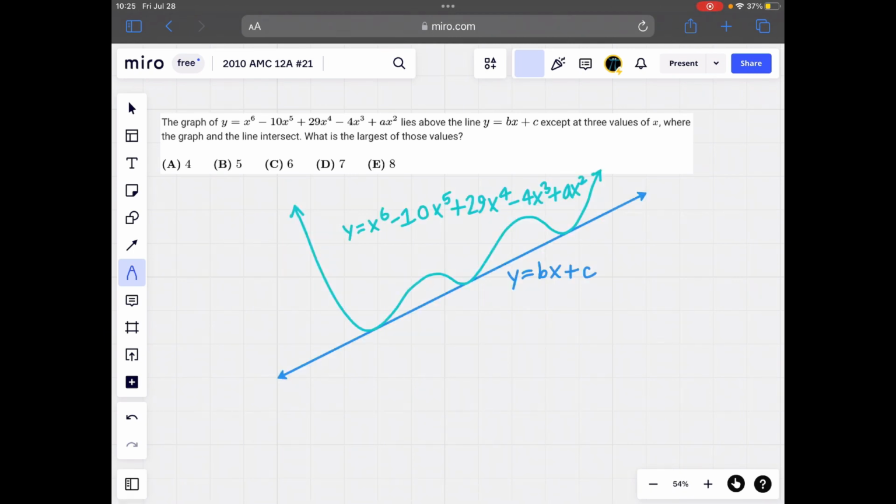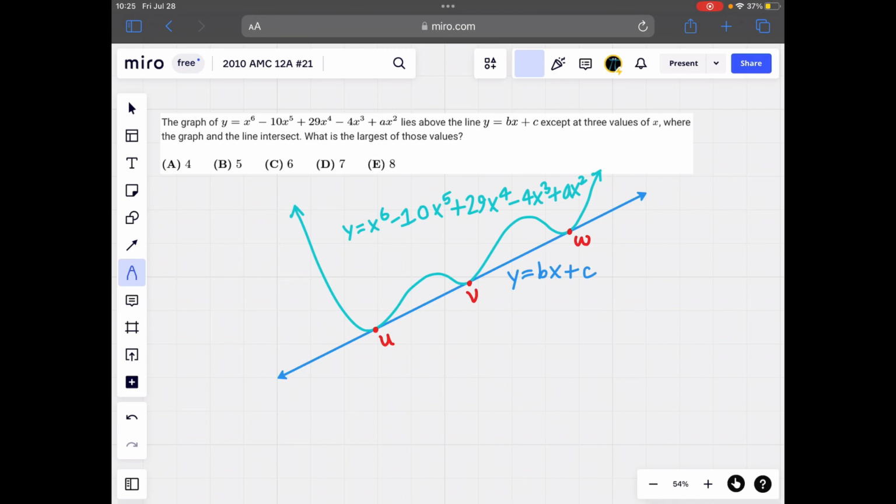We have the graph of y equals x to the 6th minus 10x to the 5th plus 29x to the 4th minus 4x cubed plus ax squared, and it lies above the line y equals bx plus c, except at these three values of x, here, here, and here, for which the graph and the line intersect. I will call them u, v, and w.